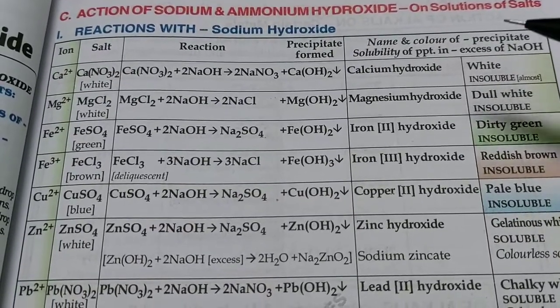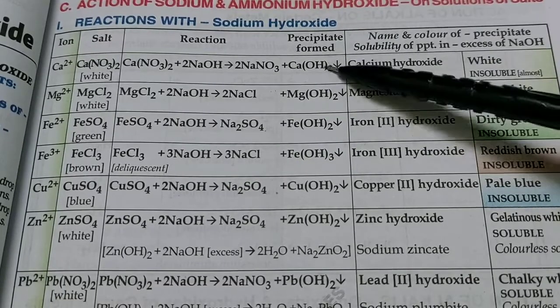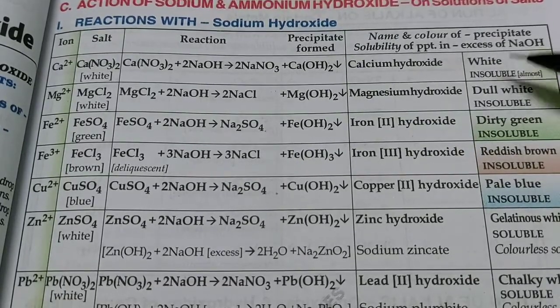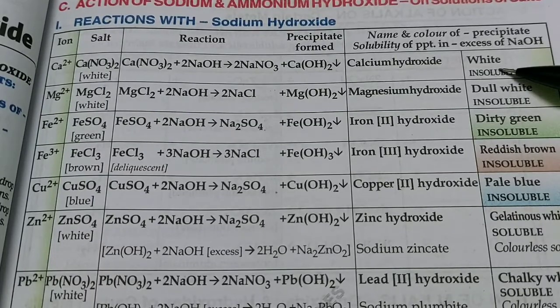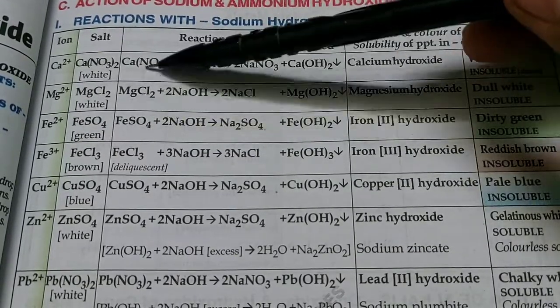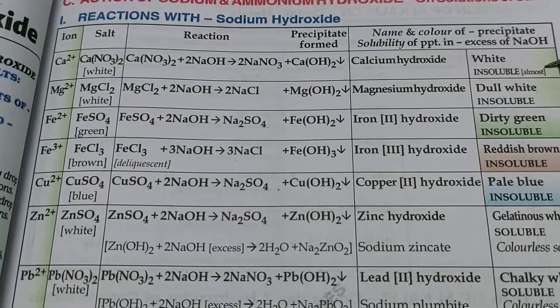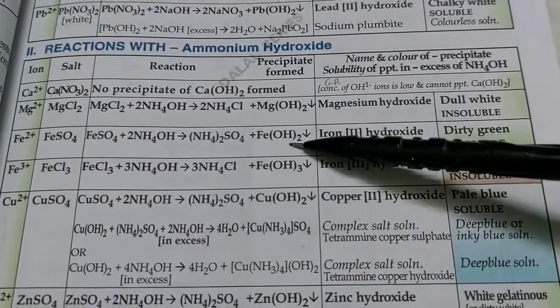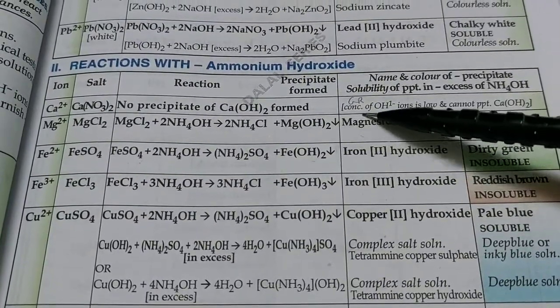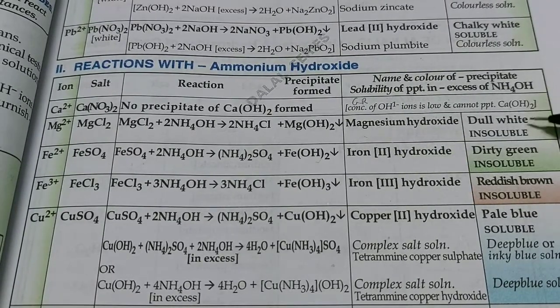As I had explained earlier, for each equation, we have to mention the down arrow, PPT, and each PPT has a particular color and solubility in excess, with the help of which we can know what is the cation present in that salt. Now, if you had to distinguish between, let's say, a calcium salt and a magnesium salt, we can't use NaOH because both will give you white PPT insoluble in excess. So that is why we have a second option of ammonium hydroxide, because here the calcium salt will not give us any PPT, and this is a GR, mark it as a GR. Whereas the magnesium salt will give us a white PPT, which is insoluble in excess. That's how we can distinguish between them.